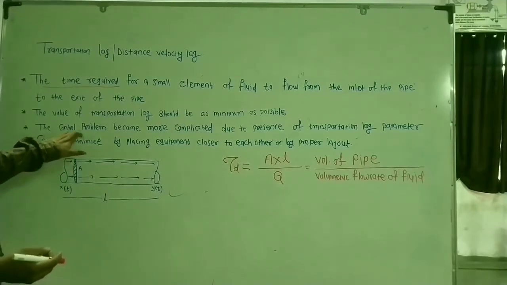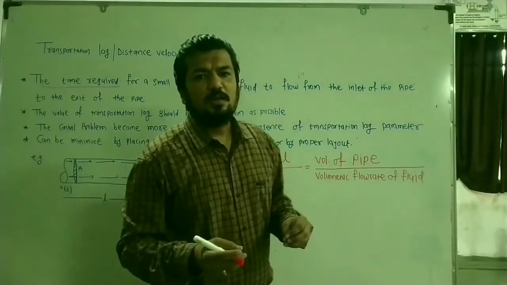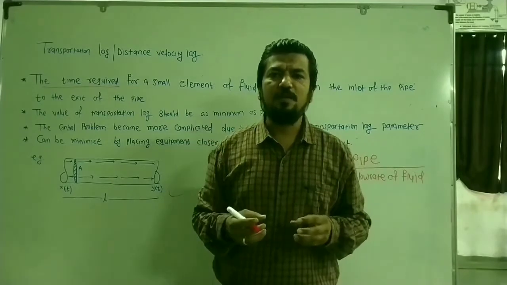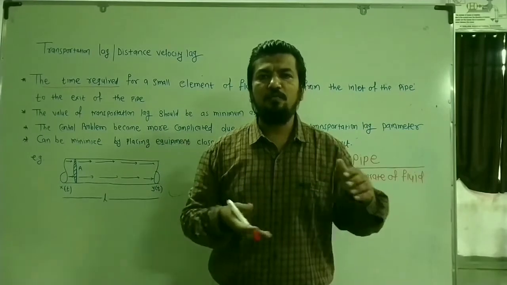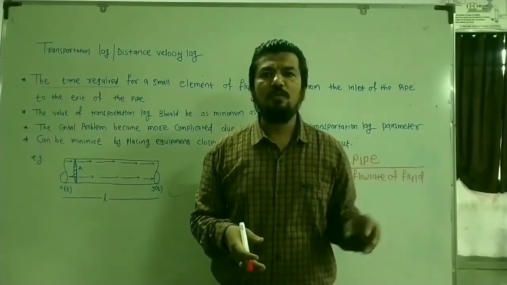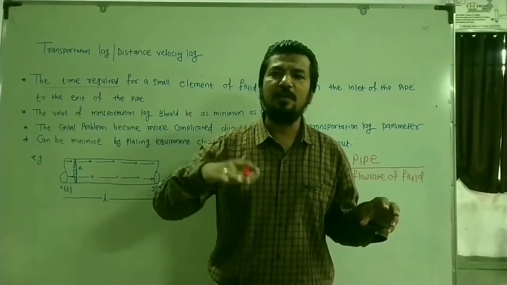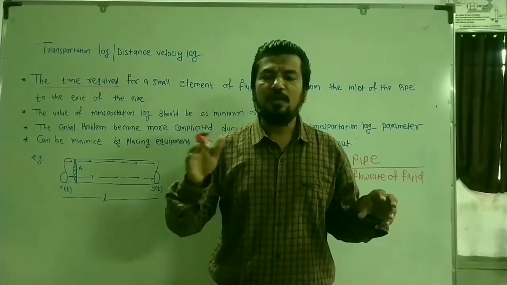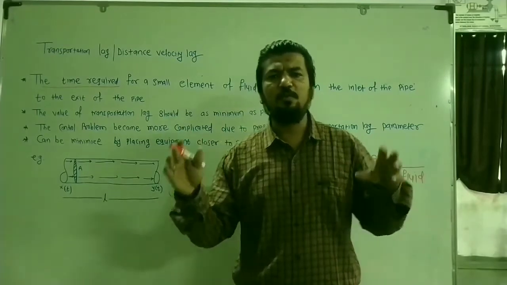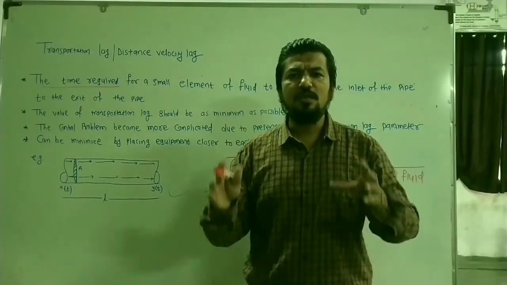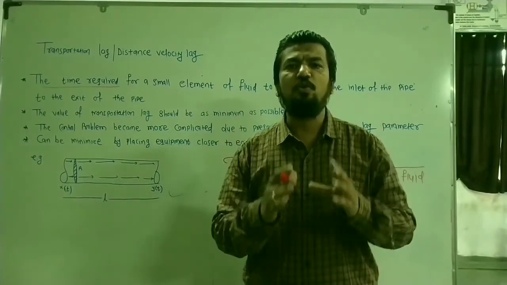Now the control problem becomes more complicated due to the presence of the transportation lag parameter. As far as the chemical process is concerned, there are long pipelines and there is a flow of the reactant, flow of the fluid. So you change the concentration at the inlet, but the change in the outlet concentration will be noticed only after a time delay, after dead time, due to the transportation lag parameter. So this is not desirable, and it makes the control problems more complicated. So what should be the intention of the chemical engineer? To minimize this transportation lag parameter.